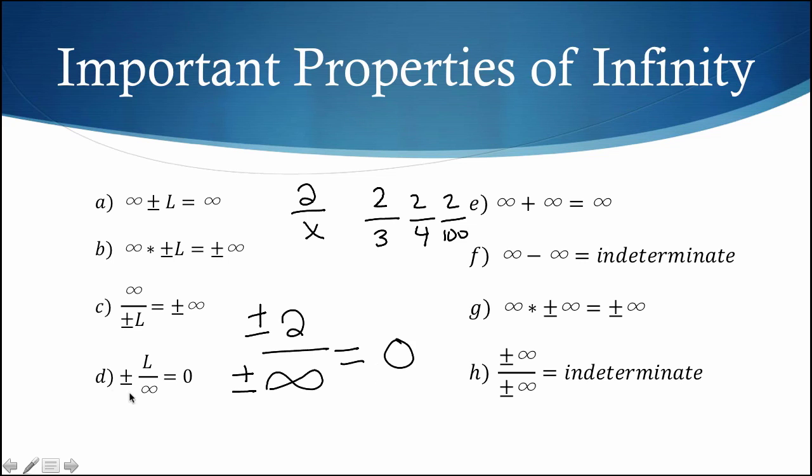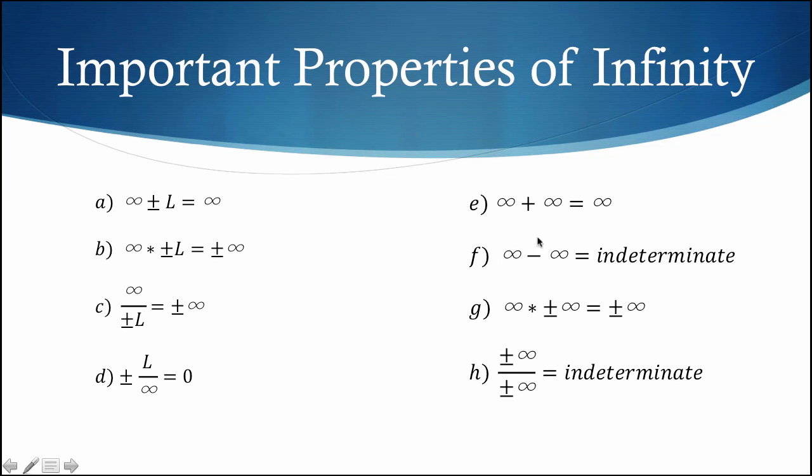And that's why property D states that it's equal to 0. Now, property E: if you add infinity to infinity, you're going to get infinity. Now, if you do positive infinity minus infinity, it's going to be indeterminate.